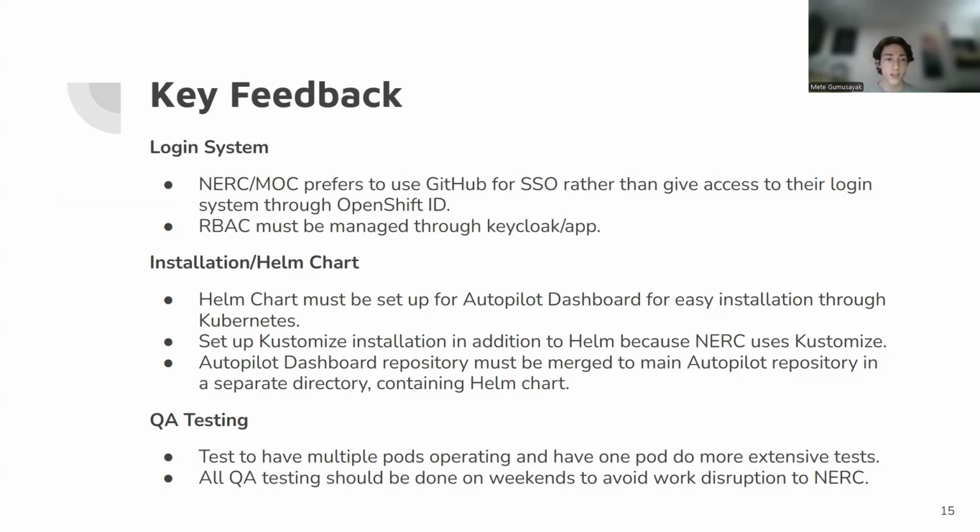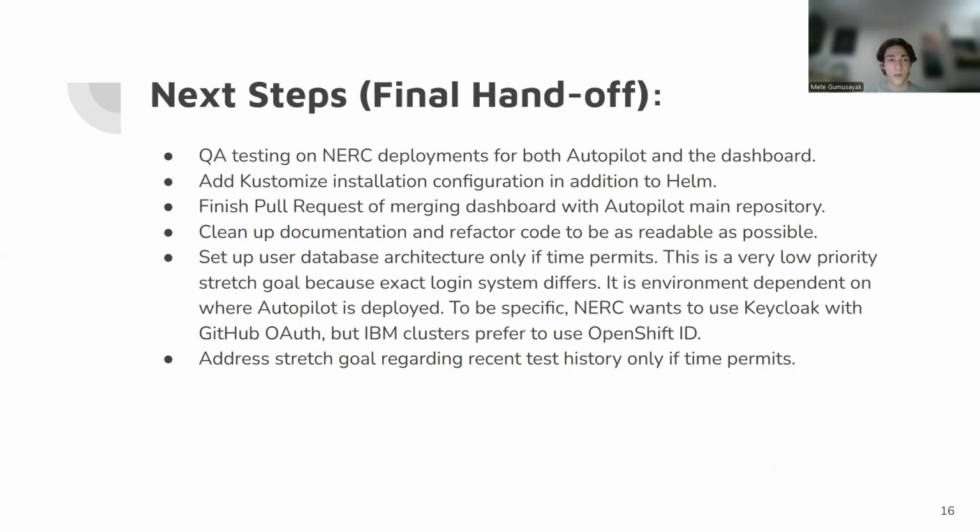For QA testing, we want to have multiple pods operating and have 1 pod to do more extensive tests, and all QA testing should be done on weekends to avoid disruptions in NERC. So for our next steps, we plan on having the QA testing on NERC deployments for both Autopilot and the dashboard. We also plan on adding customized installation configurations in addition to Helm. We want to finish pull requests for merging the dashboard with the Autopilot main repository. We will clean up documentation and refactor the code to be as readable as possible.